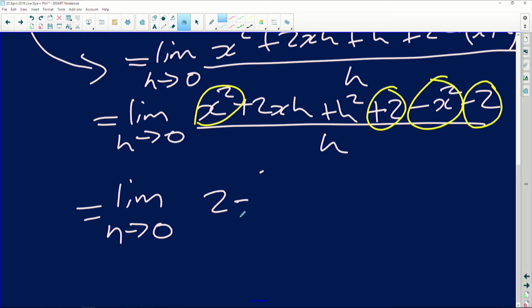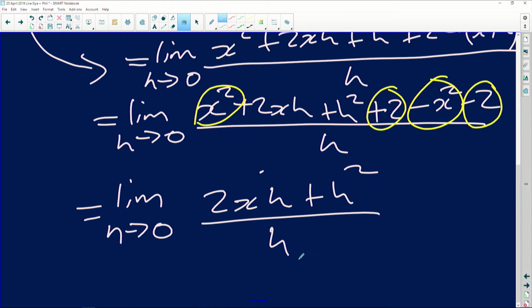So I'm left with 2xh plus h squared divided by h. Now at this point, guys, you always need to look at what it is that you have and what it is that you need to do. From here, this is what we call one type of factorizing. We have 3 types of factorizing.